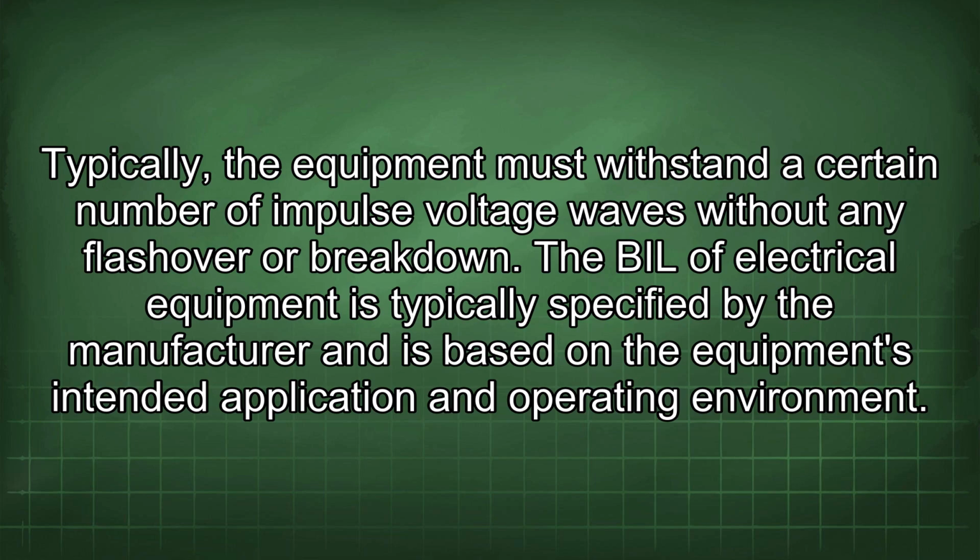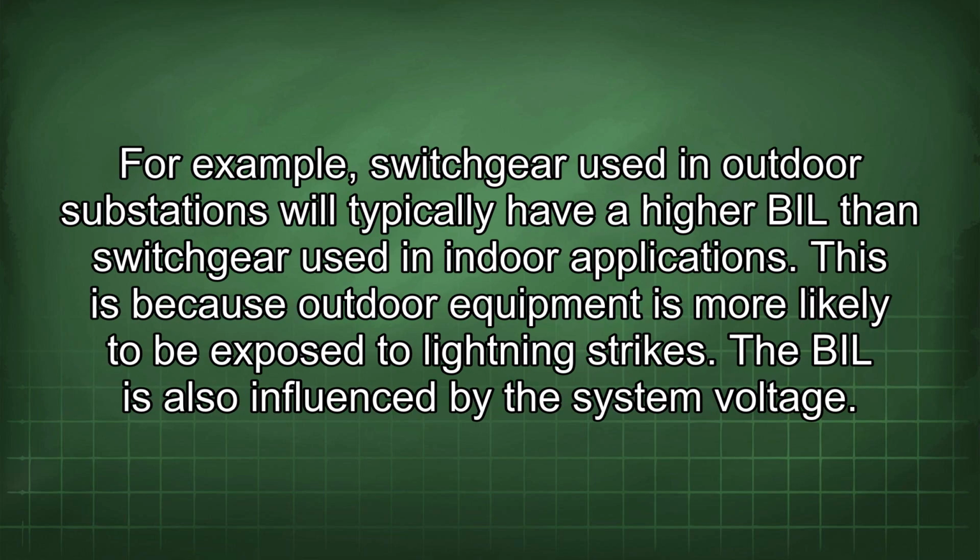The BIL of electrical equipment is typically specified by the manufacturer and is based on the equipment's intended application and operating environment. For example, switchgear used in outdoor substations will typically have a higher BIL than switchgear used in indoor applications. This is because outdoor equipment is more likely to be exposed to lightning strikes.